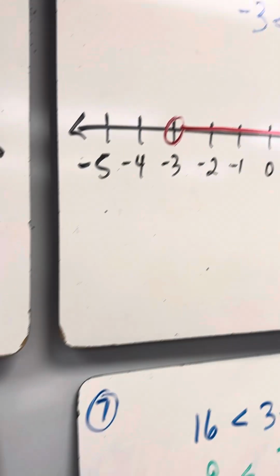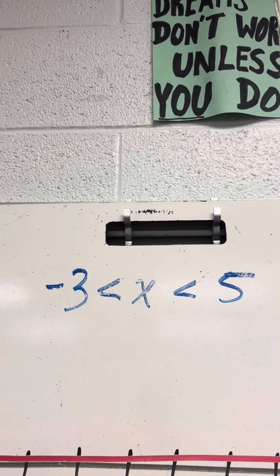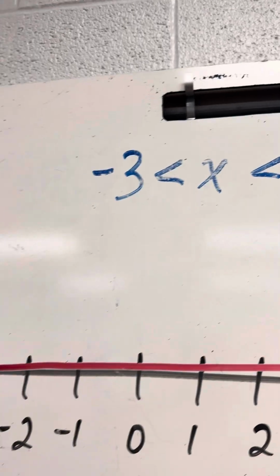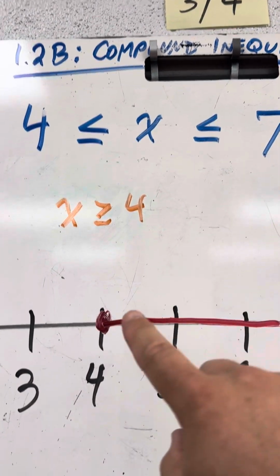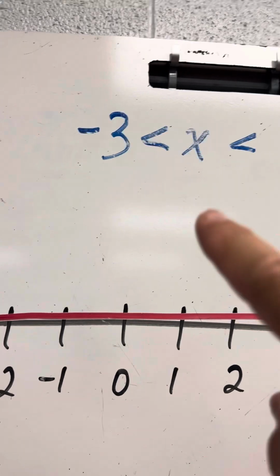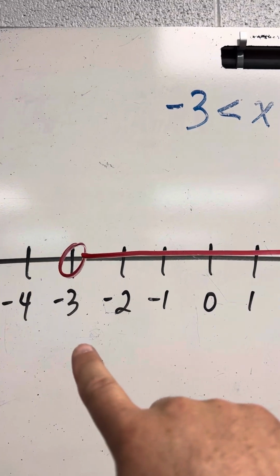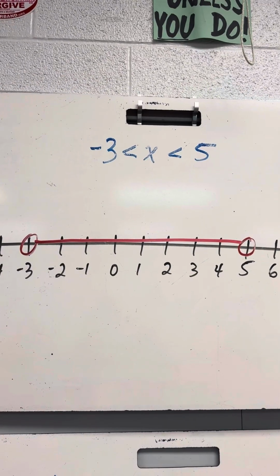All right? Here, x is between -3 and 5. Wait a minute. Here it is less than, less than. Back here, it was less than or equal to, less than or equal to. So you had filled in dots, right? What happens when you have less than, less than? That means you have open circles. Open at -3, open at 5. There you go, right?